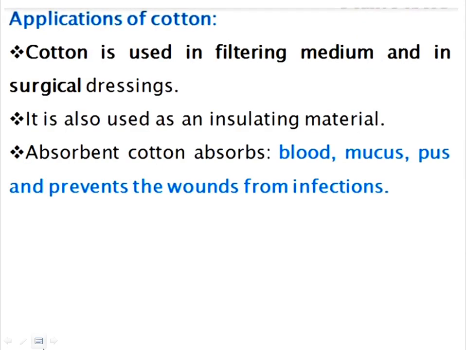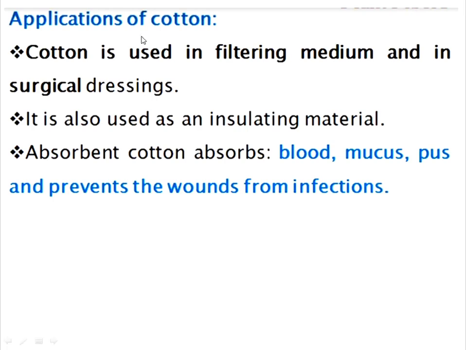Next is the application of cotton. Cotton is used as a filtering medium and in surgical dressings. It is used as an insulating material, in the hot air oven, in the muffle furnace and also in heating mantles. It is also used as a filtering medium for filtration purposes.